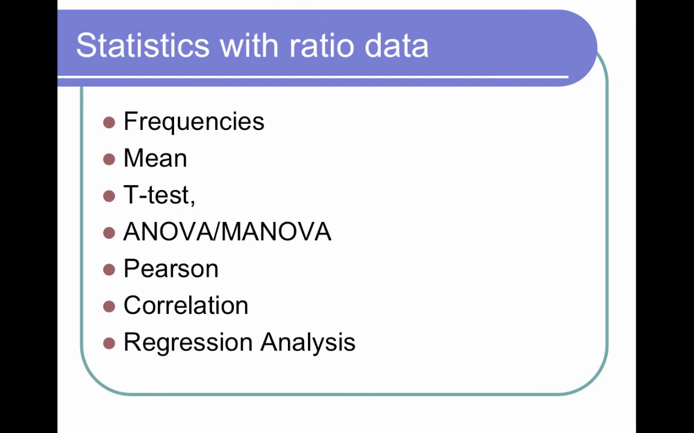And boom, look at this. The statistics you can use with ratio data, everything that you can do with interval, and then I think I've got Pearson correlation broken up into 2, but those are actually the same thing. Those are types of correlation.